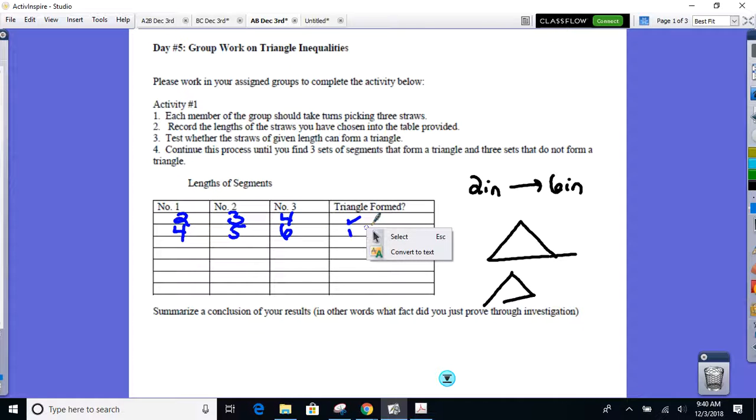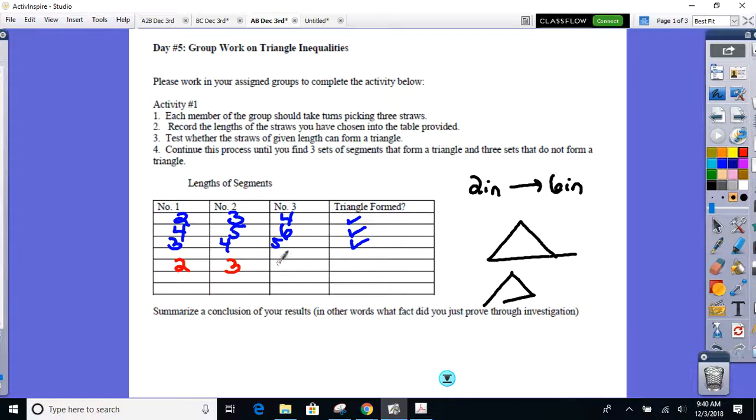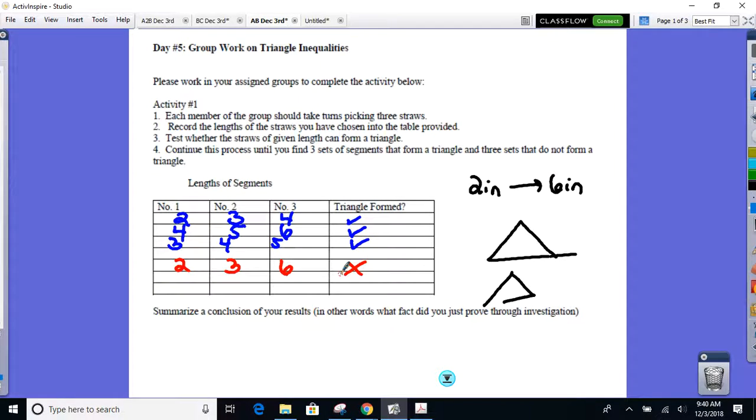Give me one more yes here. Go ahead, Thomas, your group. 3, 4, 5 should have been a good one. All right. Now let's go to the no's. Give me 3 lengths that did not form a triangle. Guys back there? 6, 2, 2, 3, 6. Yep. That should not have formed a triangle. Mason got one more? 2, 4, 6. Good. Yep. That should not have formed a triangle either.